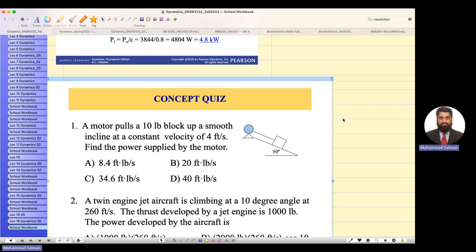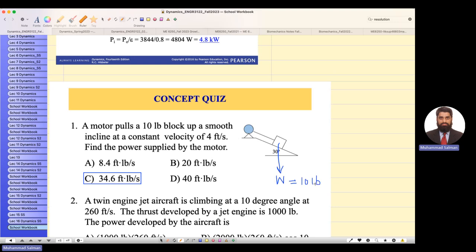One student says it is C. Any other student? One student says it is C. Okay, let us do it together. A motor pulls a 10-pound block. So the weight of this block, which is always downward, okay? The weight of the block is 10 pounds.